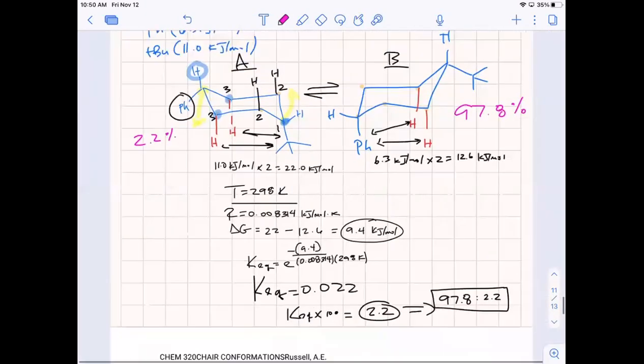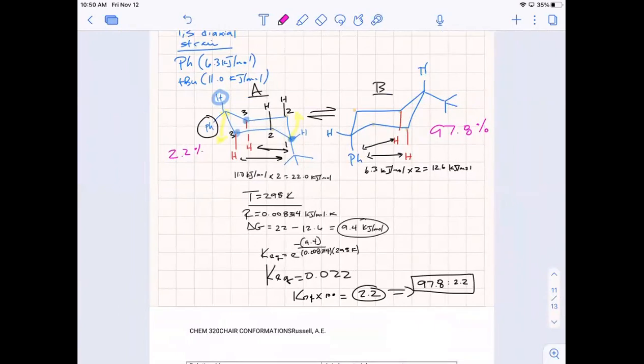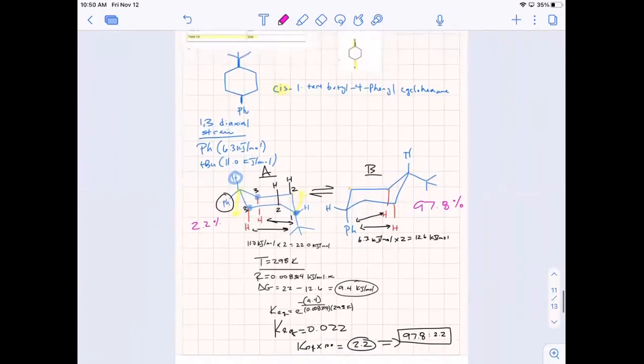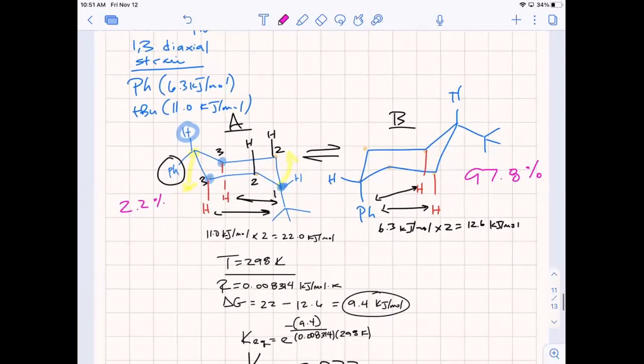2.2%, right? So now what I'm saying is, this is a horrible example, but if I had an Erlenmeyer flask full of cis 1-tert-butyl 4-phenyl cyclohexane, and I took a syringe and took out an aliquot, 10 milliliters or 50 milliliters or however much, 97.8% of that solution is going to be this isomer B, and then the other 2.2% is going to be A. Like that's how this works. Both are present, but one of them is present in a higher amount than the other.